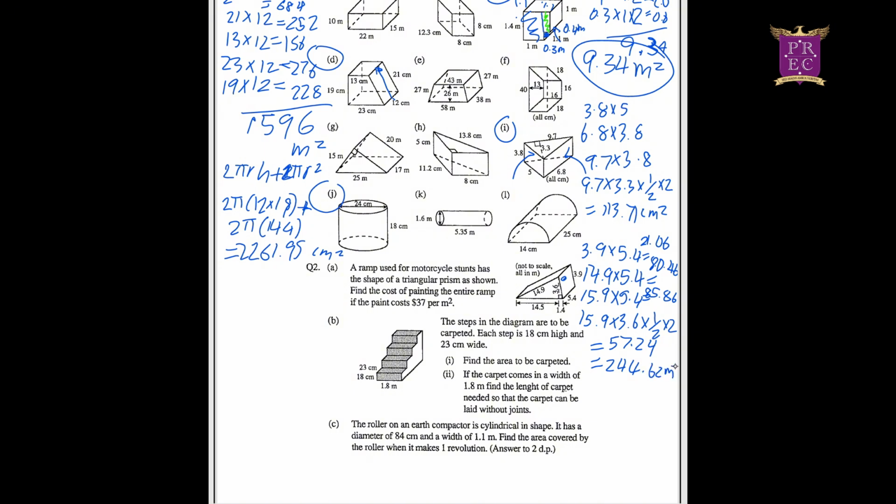square meters. Okay, now what are they asking? What's the cost of painting the entire ramp if the paint costs $37 per square meter? So what we have to do is we need to times this surface area by 37. What's that? Let's do 244.62 times by 37, which gives us $9,050.94, and that's our answer.